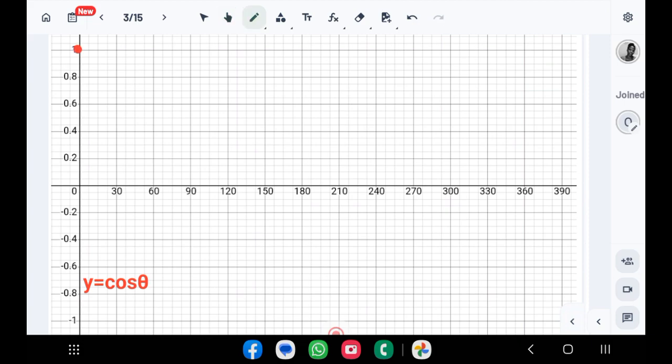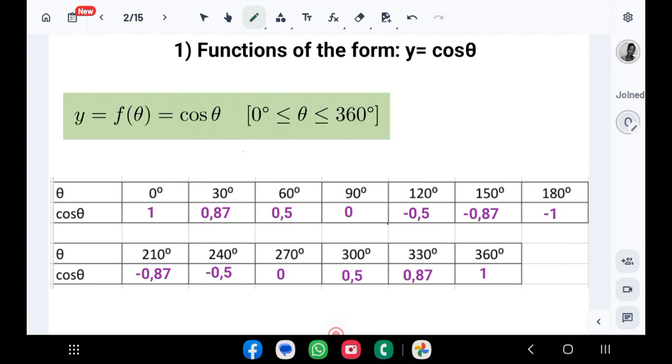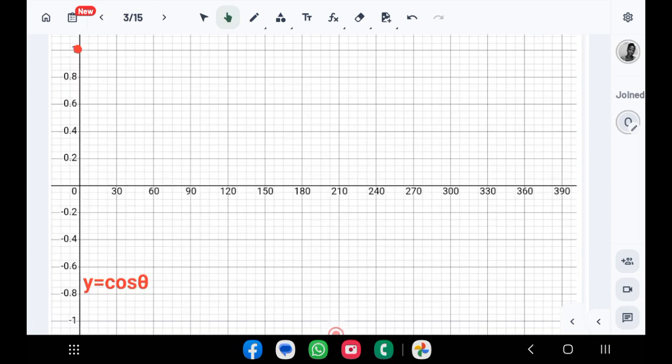At x equals 30 degrees, the answer is 0.87. 0.8 is over here, 2, 4, 6, 8, okay. 0.85 or 0.87, it should be somewhere there. So at 30 degrees, that's where it should be. All right, let's plot it there.